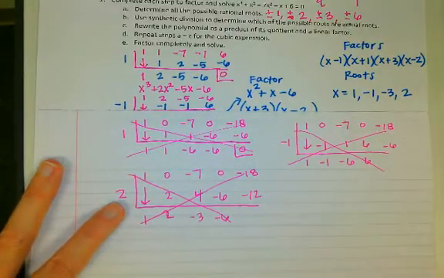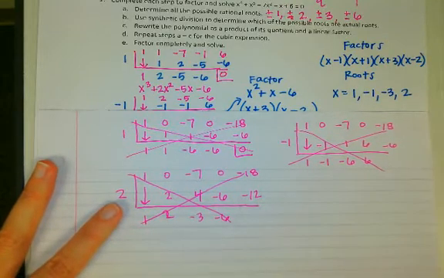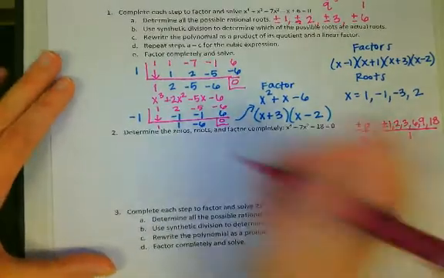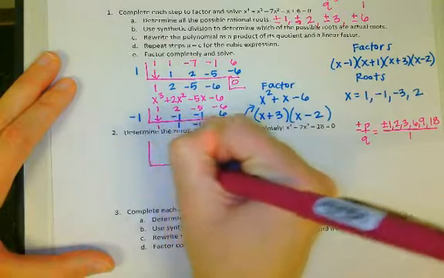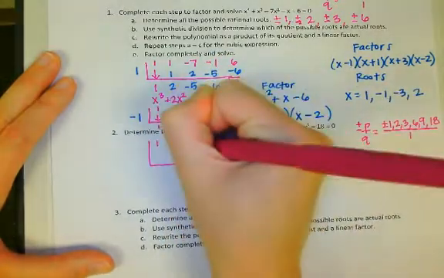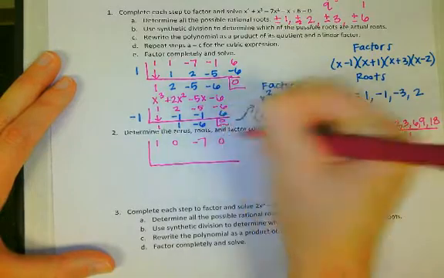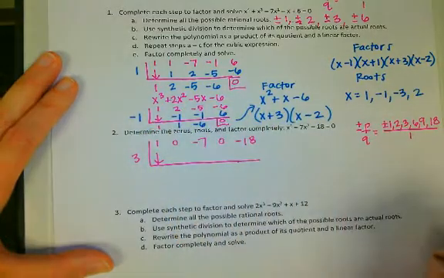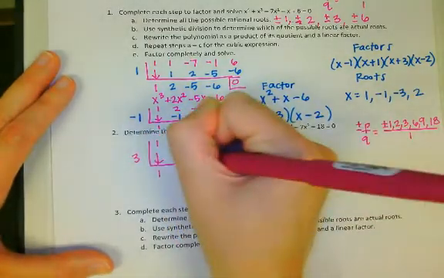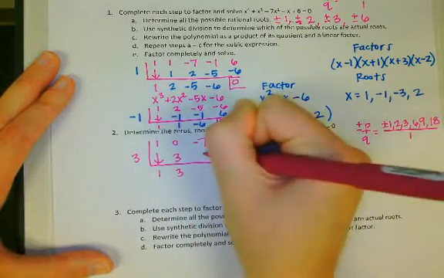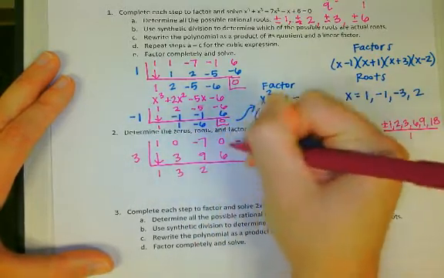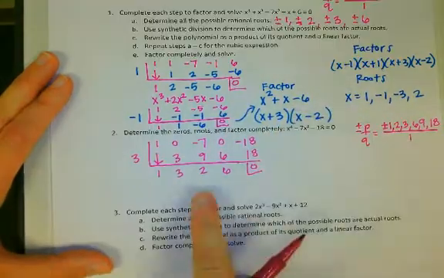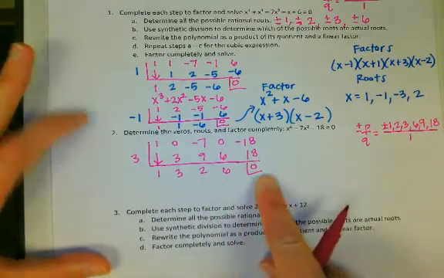Okay, you can try negative 2. I have the advantage of knowing what works because I've already done the problem. So I'm going to have us use 3. So 1, 0, negative 7, 0, negative 18. Let's use positive 3. So 1 times 3, 3 times 3, 3 times 2, 3 times 6. Yay! Okay, remainder of 0.